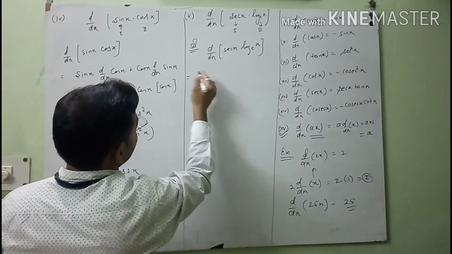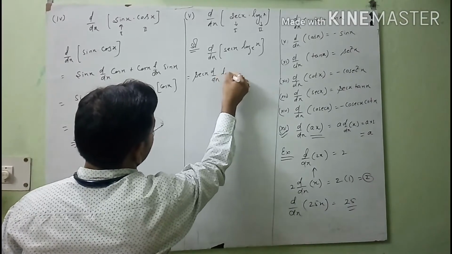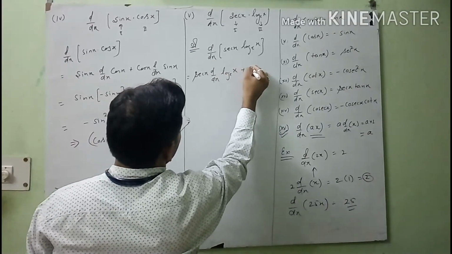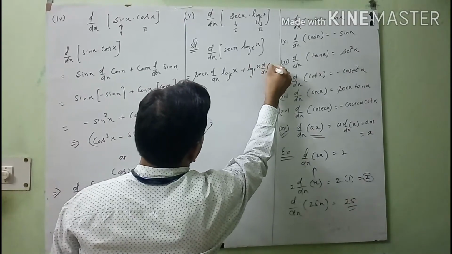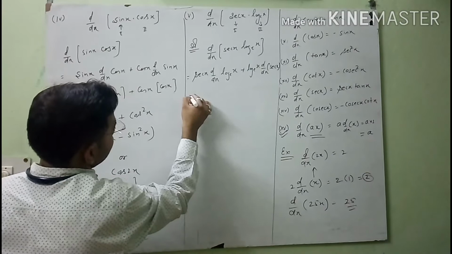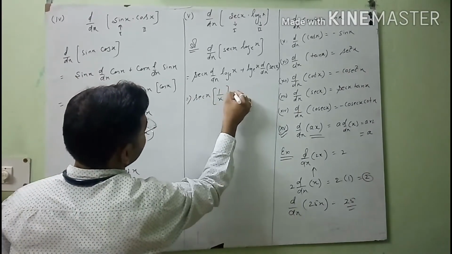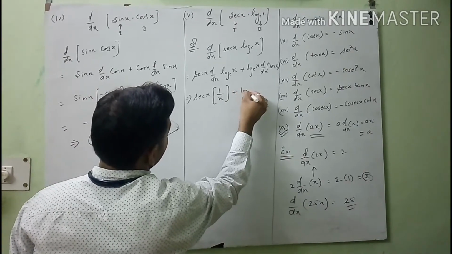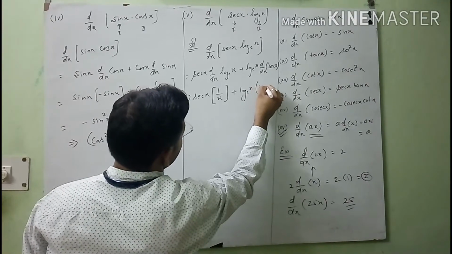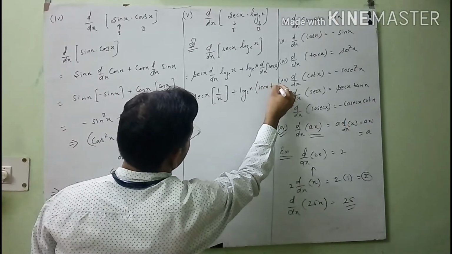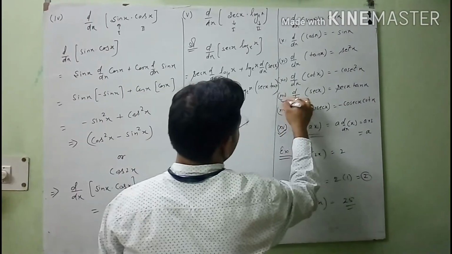So again, first function sec x, differentiation of second which is log x, clear, then plus second function log x, differentiation of first which is sec x. So see, sec x remains the same, differentiation of log x, you know, is equal to 1 upon x by formula, plus log x into differentiation of sec x, you know that it is sec x into tan x. It is sec x into tan x. You can see the formula here.